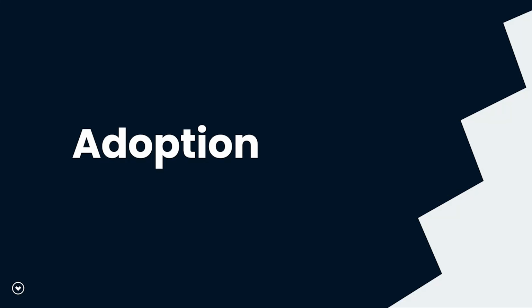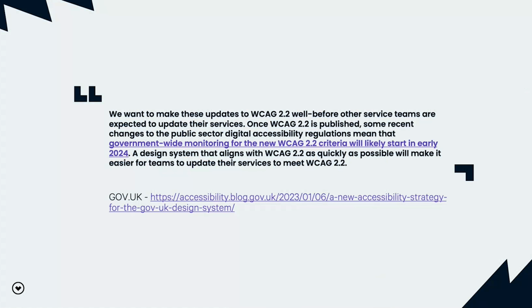So the adoption for this: is this just going to be released and then we're going to have to make sure everything conforms to 2.2? Probably not is the answer. The one example I want to give for this is the .gov. They've recently released something called an accessibility strategy, and in that they mention 2.2 and how they plan to adopt it. I think it's really interesting because .gov work is something that we'd like to do more of, and we tend to refer to a lot of the .gov design system components when we're looking at accessibility best practices. So I just wanted to read this quick quote from the site.